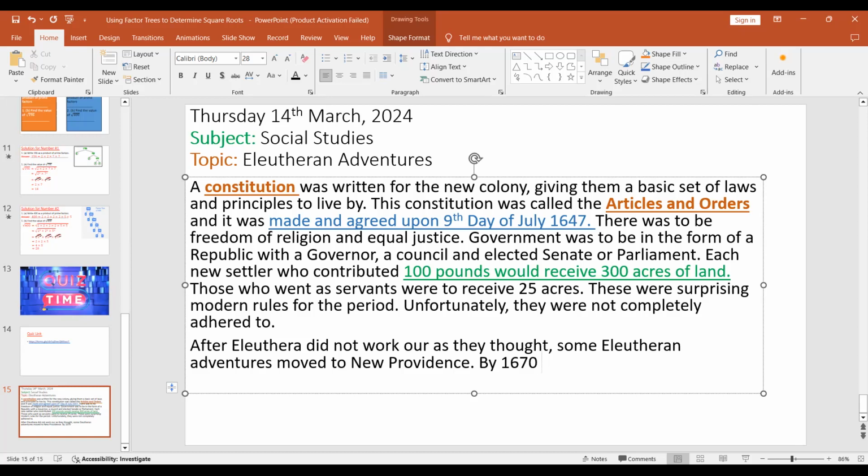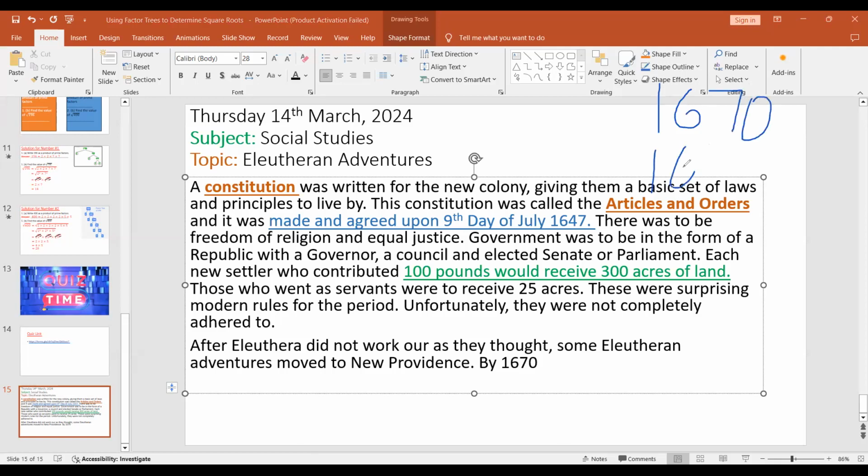They came to Eleuthera in what year? 1647. No, that's when the Constitution was made. When did they actually sail? 1648. Very good. So subtract 1648 from 1670. What do we get? How many years is that? That's not a big calculation. We know math, right? 22. Very good.